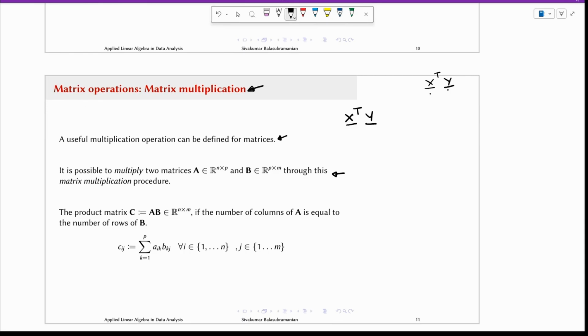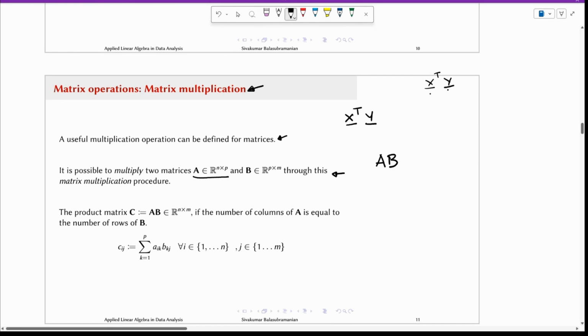We can do a valid multiplication operation between two matrices A and B if they satisfy this condition. Let's say A is a matrix from the space R^(n×p), so there are n rows and p columns, and B is a matrix from the space R^(p×m). Okay. We can multiply A and B like this.